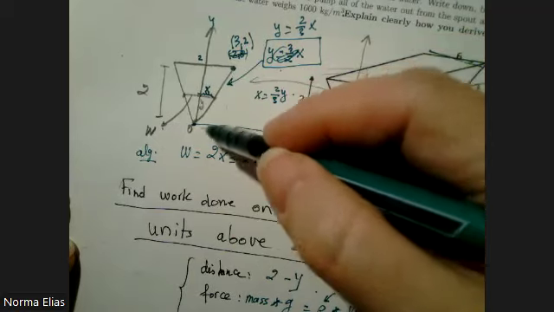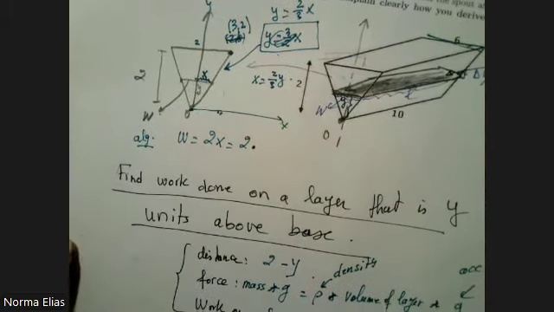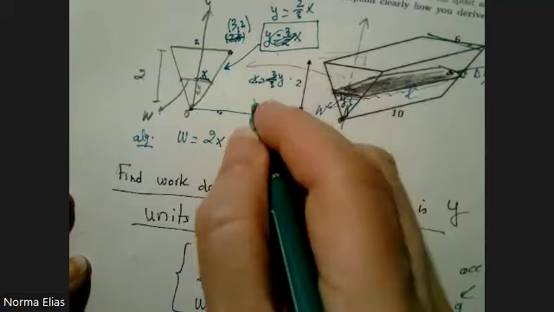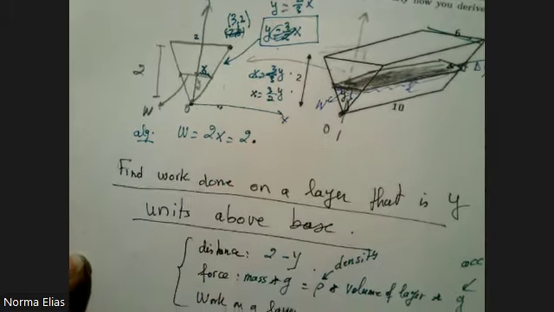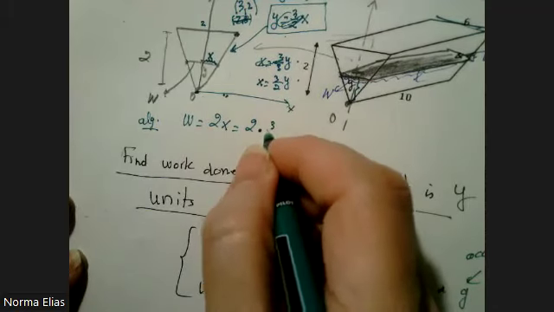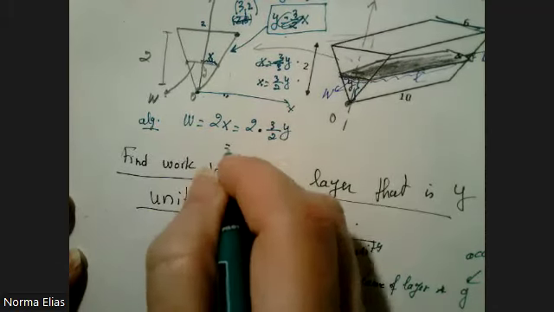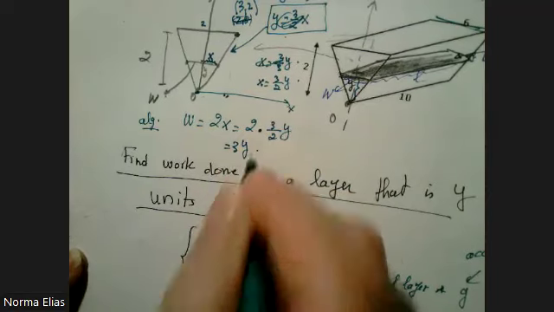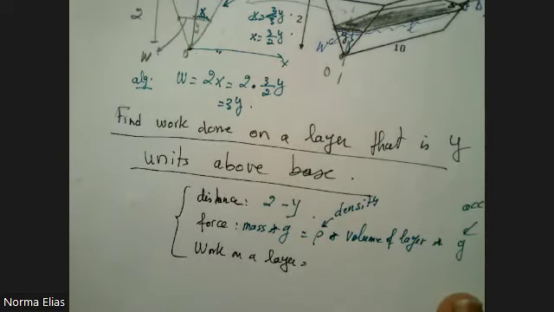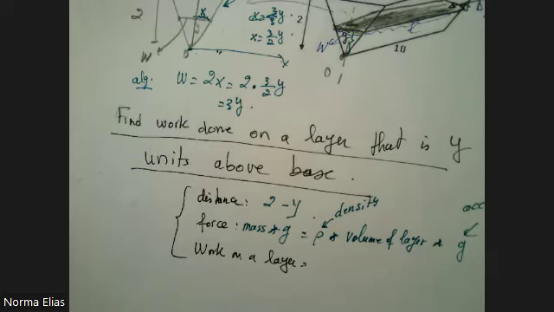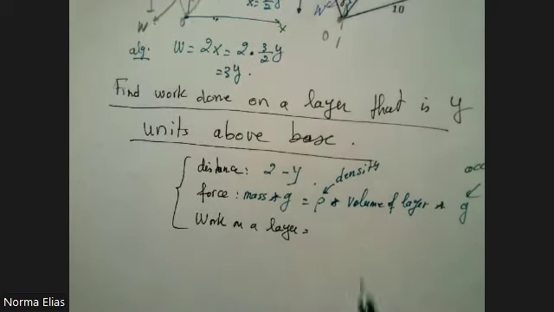Rise is 2. And from here to here, we have 3. So it means that x is 3/2 y. So w is 2x, which means it's equal to 3y. Okay? Any questions? All right. So what's going to give me the volume?